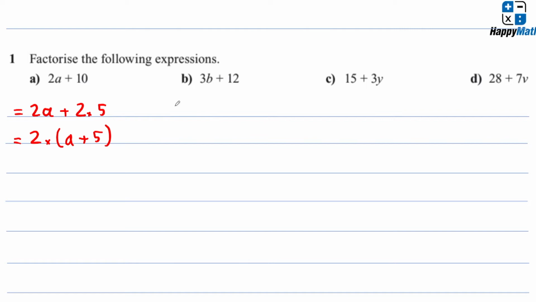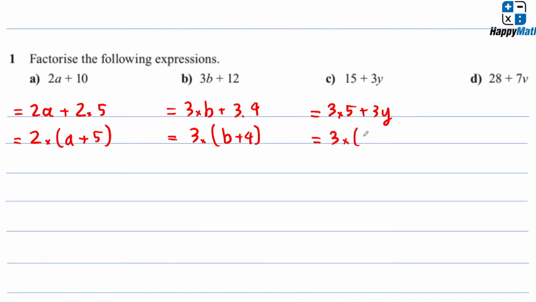Question A, we're done. Question B, you have 3 multiplied by b, and 12 is 3 multiplied by 4. Take 3 outside, because 3 is a common factor, and inside the bracket you get b plus 4. Yeah, we're done. Question C, 15 and 3y: you have 3 multiplied by 5 plus 3y, and once again 3 is a common factor. Take 3 outside and you get 5 plus y in here.